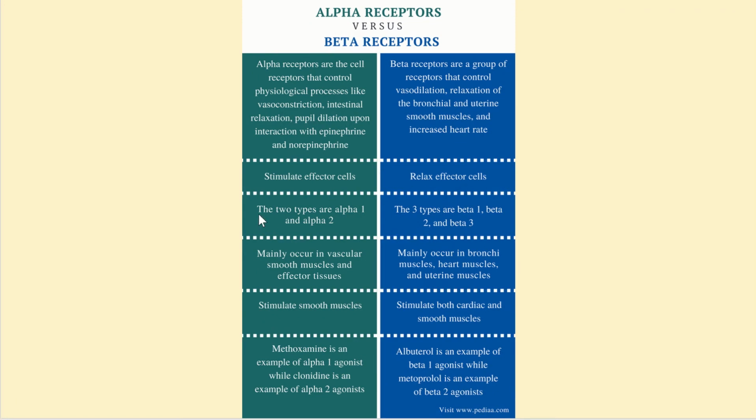Clearly there's an exception to that. The two types are alpha 1 and alpha 2, and the three types are beta 1, 2, and 3. Alpha receptors mainly occur in vascular smooth muscles, and beta receptors mainly occur in effector tissues such as bronchi muscles, heart muscles, and uterine muscles. The alpha stimulates smooth muscles, the beta stimulates both cardiac and smooth muscles. So methoxamine is an example of an alpha 1 agonist, while clonidine is an example of an alpha 2 agonist. Albuterol is an example of a beta 1 agonist, while metoprolol is an example of a beta 2 agonist.